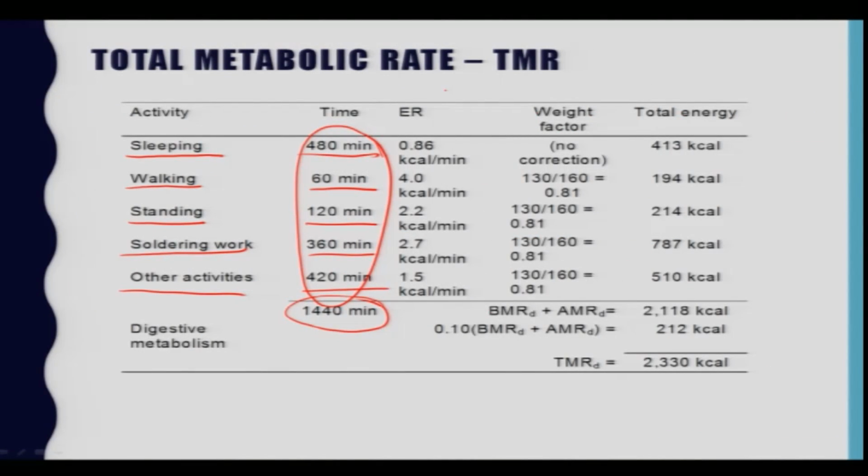So, now we have to also consider the weight factor and energy corresponding to that. If you multiply the time with the energy rate, you will get the total energy. Since the energy rate is in kilocalorie per minute, multiplying with minutes leaves kilocalorie. So the total energy is 413 kilocalorie, corresponding to the sleeping activity.